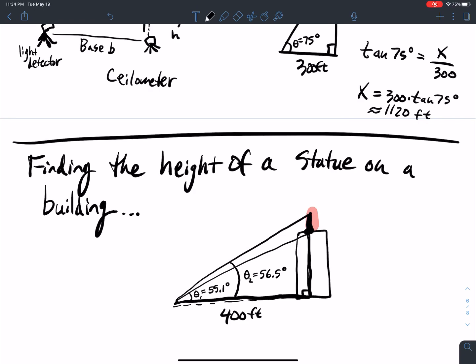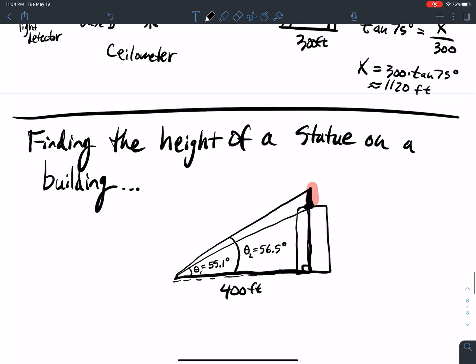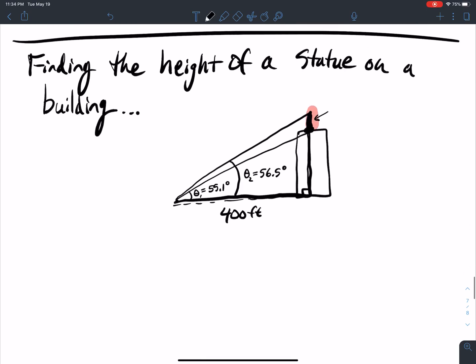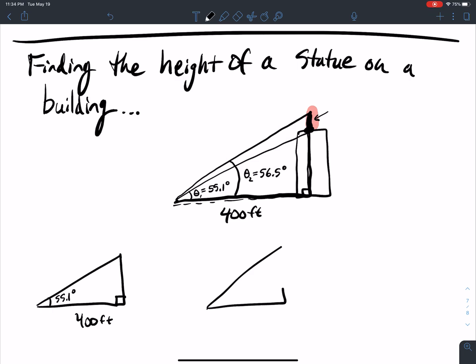What we can do is use trigonometry. If all I'm looking for is this little piece here, all I need to know are the sizes of the two triangles. One of my triangles has a side of 400 feet and an angle of 55.1 degrees. The other triangle has a slightly bigger side here. So this is my x1 and this is my x2.